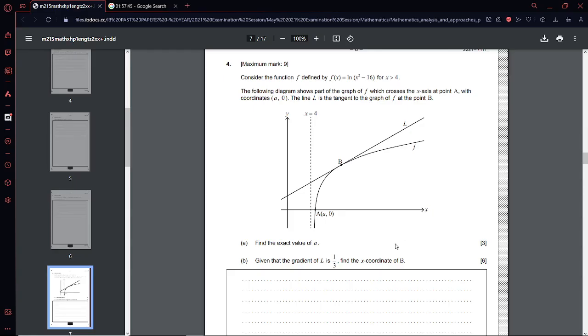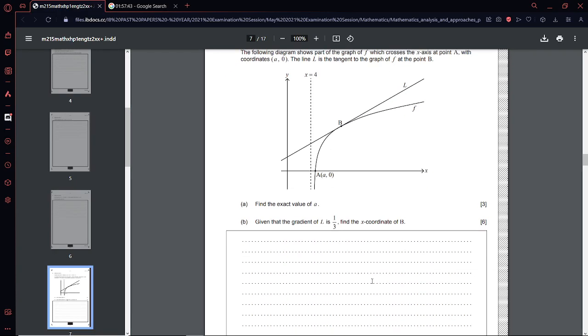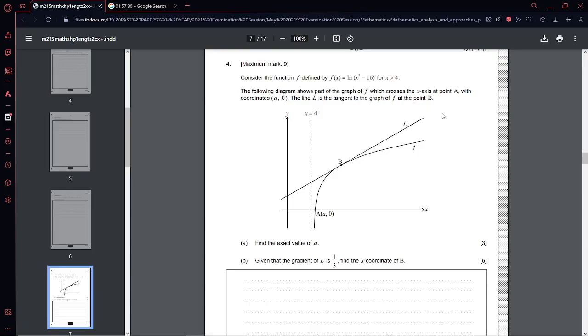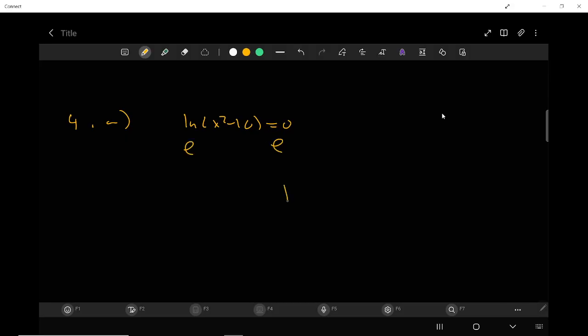4a. Obviously, I'm pretty quick with section A stuff, because I usually go through 4 of these videos, but yeah, that's how I am normally. Okay, find the value of a. So a is the x-intercept of f of x. So ln of (x squared minus 16) equals 0. E to the power of both sides, 1 equals x squared minus 16, x equals root 17.